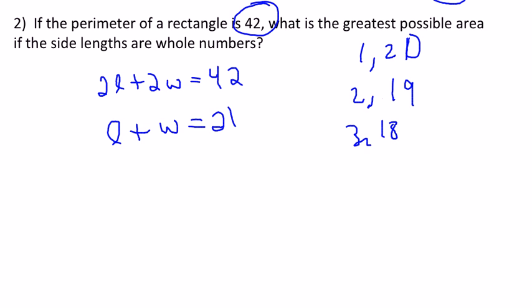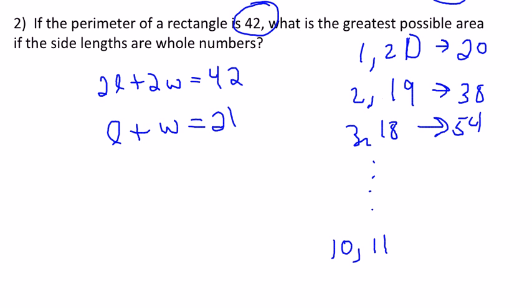Well, that's going to take a little while to add up, and so the last one we're going to look at is 10 and 11. The area when the side lengths are 1 and 20 is just 20, 1 times 20. Area here is 38, 3 times 18 is 54, and what's going to happen is it's going to keep getting bigger as the side lengths get closer together.